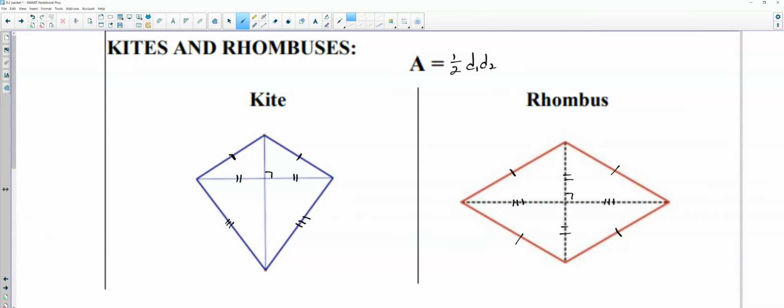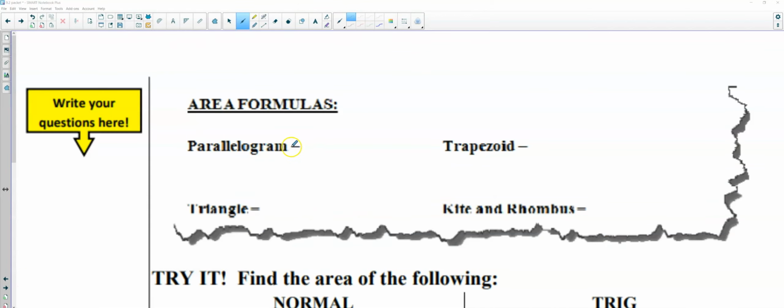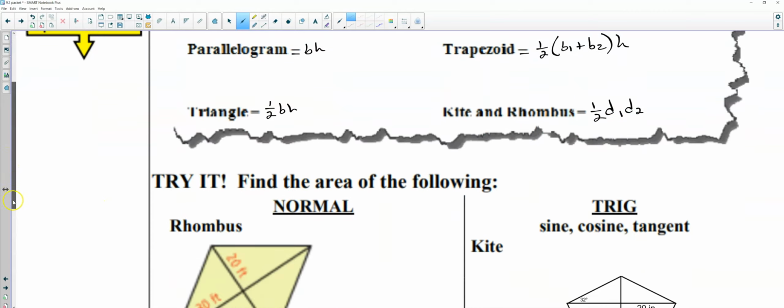So let's go take a look at it. Okay, so far we have that the area of a parallelogram, we understood that it was base times height. Triangle is 1/2 base times height. The trapezoid equals 1/2 base 1 plus base 2 times height. And the kite and rhombus is 1/2 diagonal 1 times diagonal 2. Okay, there are your formulas. This is just a review on the formulas that we have learned so far.